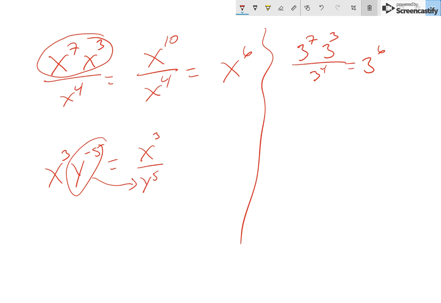Now, to review negative exponents with numbers. I know 3 to the fourth is 81. However, 3 to the negative fourth should be 1 over 81. Right? The negative exponent brought the 81 to the bottom. Let's see real quick. 3 to the negative 2. I know 3 to the 2 is 9. So 3 to the negative 2 is 1 over 9. Negative exponents are going to make fractions.